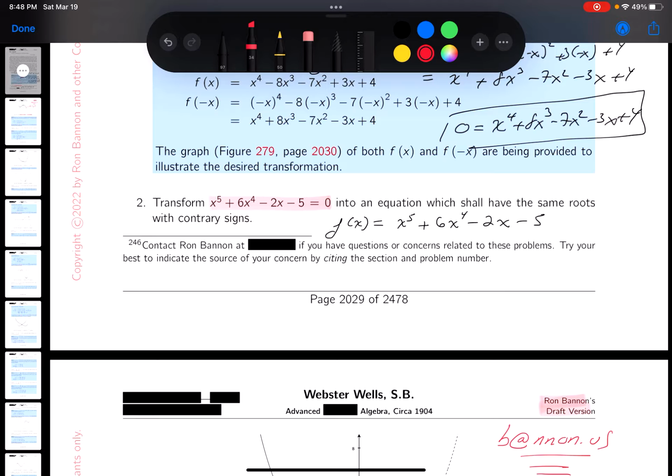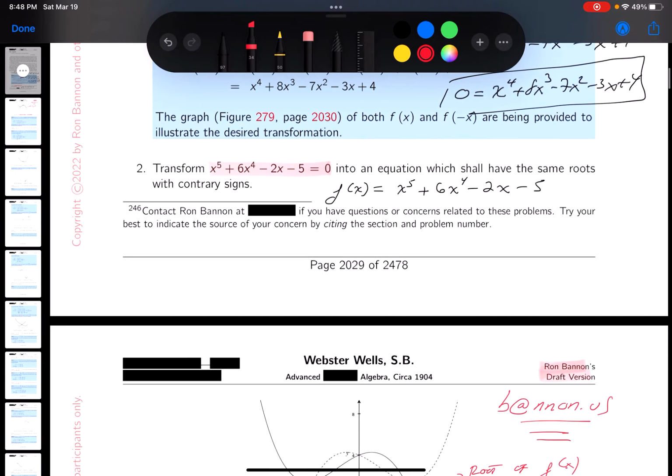So we're going to do basically a rotation about the y-axis again. How do I do that? f of minus x. Let's plug that in. Minus x to the 5th power plus 6 times minus x to the 4th power minus 2 times minus x minus 5.